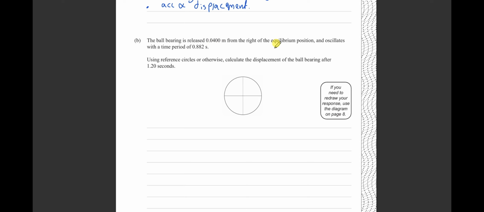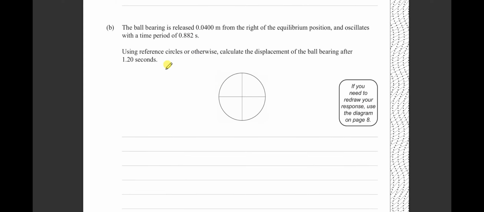For this next question, the ball bearing is released 0.04 meters from the right of the equilibrium position, and it oscillates with a time period of 0.882. Using a reference circle or otherwise, calculate the displacement of the ball bearing after 1.2 seconds. It's released 0.04 meters from the right of the equilibrium position.